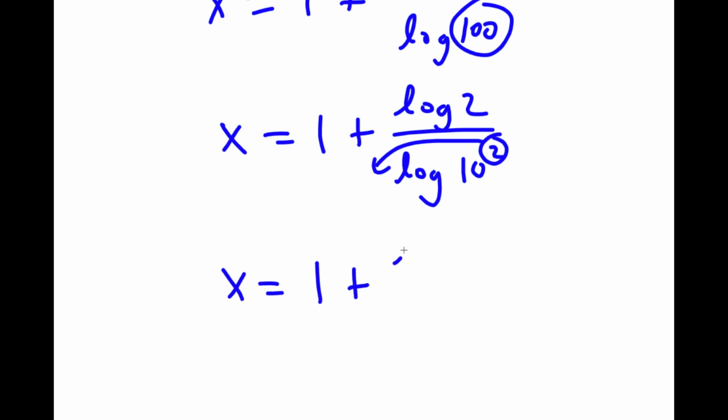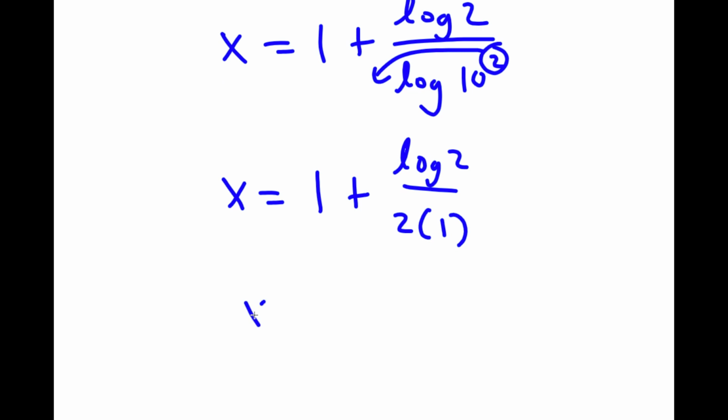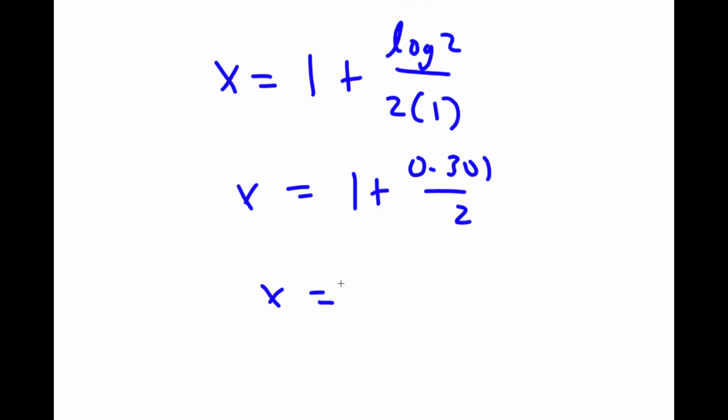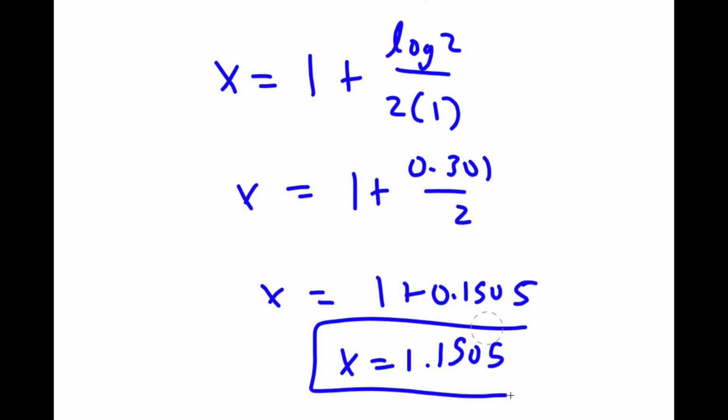So now I have x is equal to 1 plus log 2 over 2 times log 10, and log 10 is simply 1. And log of 2, that's equal to 0.301 over 2, which is equal to 1 plus 0.1505, which is equal to 1.1505. So this is my answer.